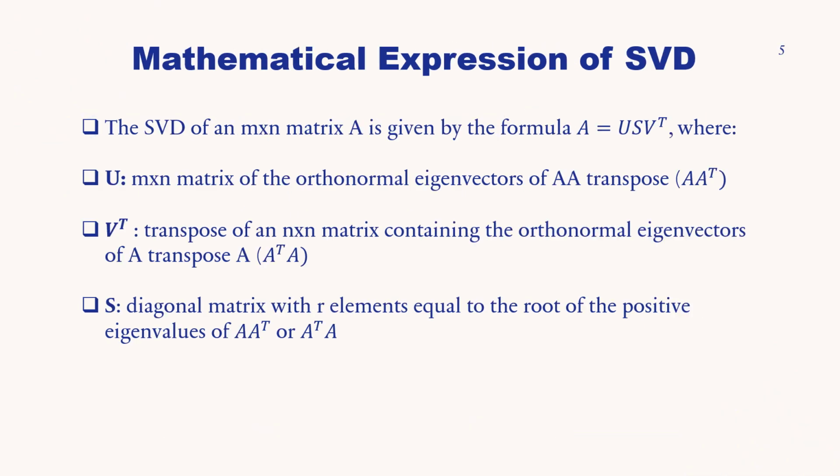Now, the SVD of an M by N matrix A is given by the formula A equals U S V transpose, as already said, where U is our M by N matrix of the orthonormal eigenvectors of A A transpose. V transpose is the transpose of an N by N matrix containing the orthonormal eigenvectors of A transpose A. And lastly, S is our diagonal matrix with R elements equal to the root of the positive eigenvalues of A A transpose or A transpose A.